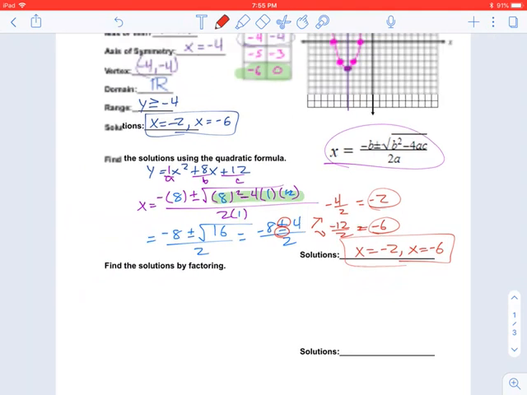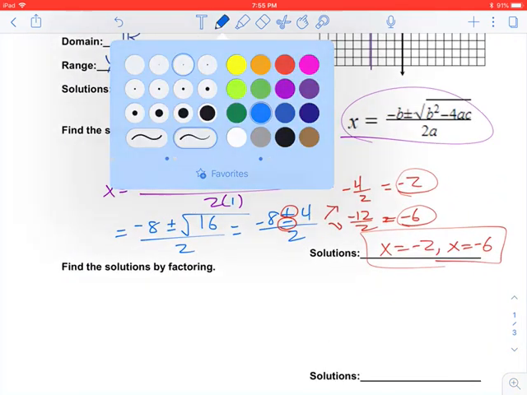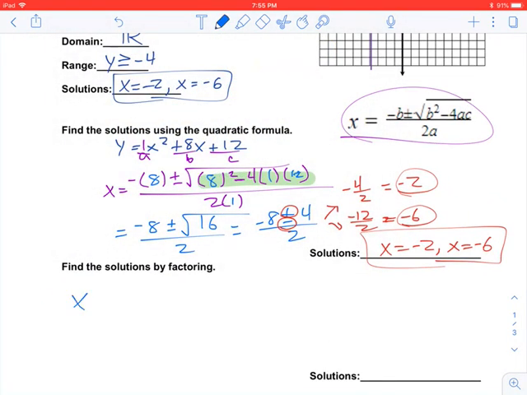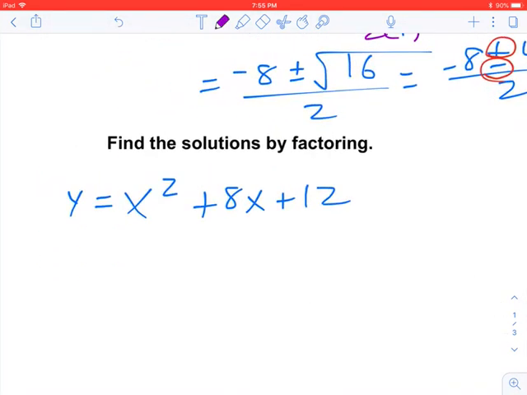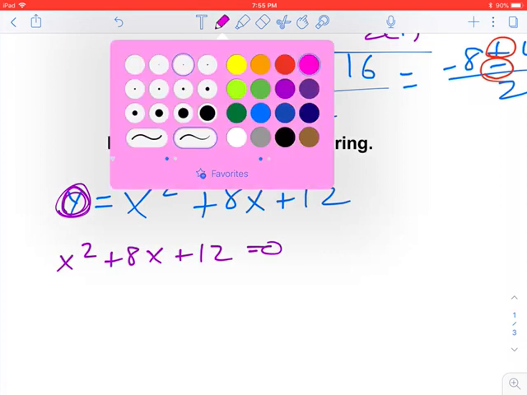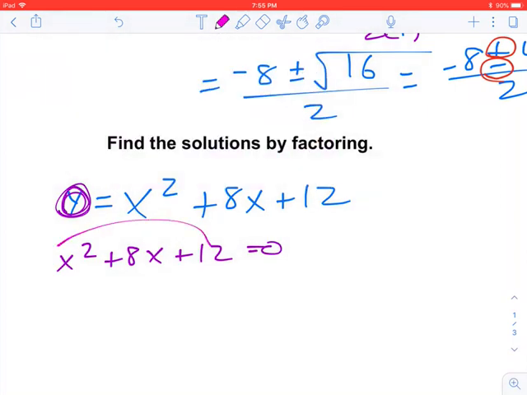There we go. And so the last method is by factoring. So if I, again, have y equals x squared plus 8x plus 12, to factor it, first of all, I'm setting it equal to 0 instead of y. And so it's x squared plus 8x plus 12 equals 0. And then I'm using whatever method I want to use. So in this case, since it's a trinomial, I go 1 times 12 is 12. What 2 factors of 12 give me 8?